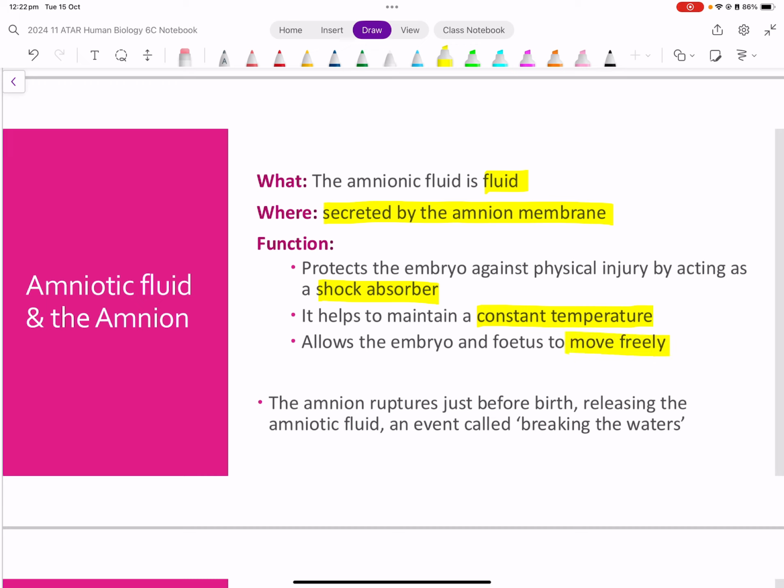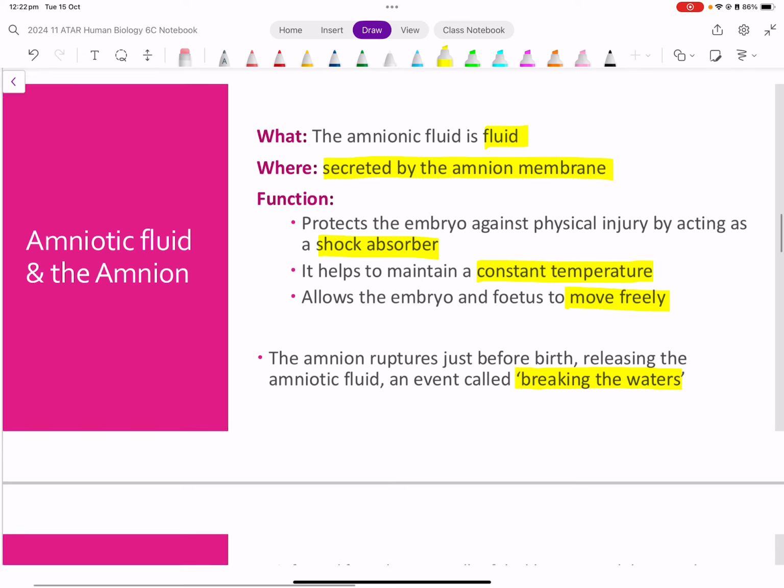Now, the amnion itself ruptures just before birth in the second stage of labour, and it releases the amniotic fluid in an event that you probably have heard of known as breaking the waters, or the waters breaking.